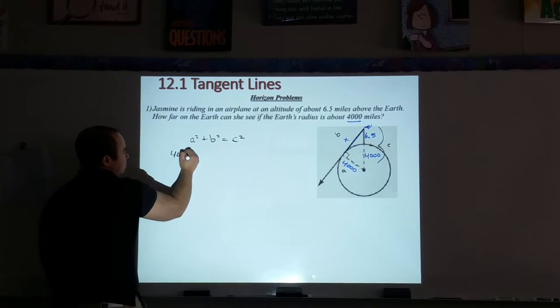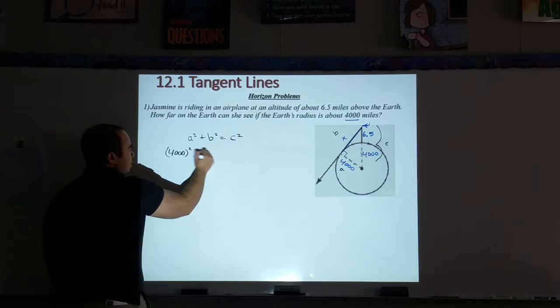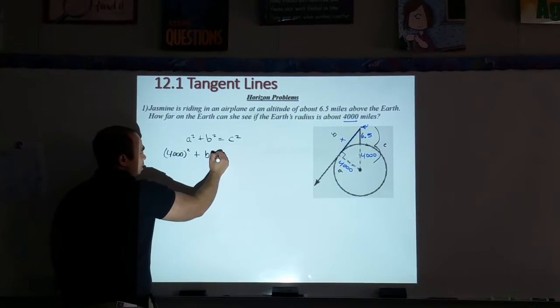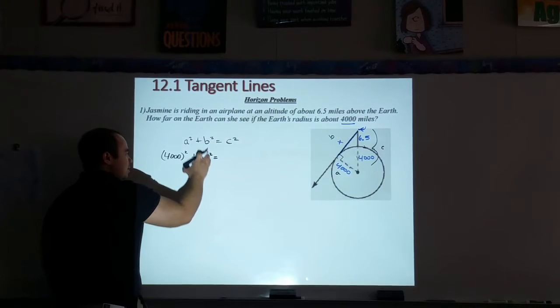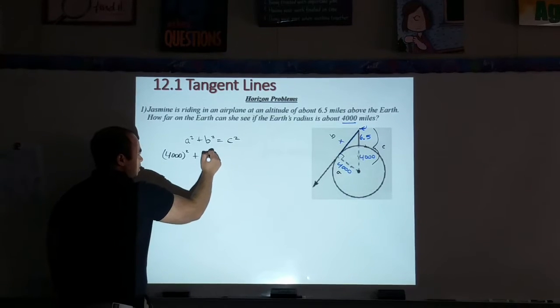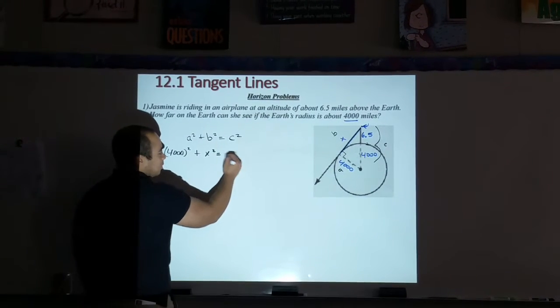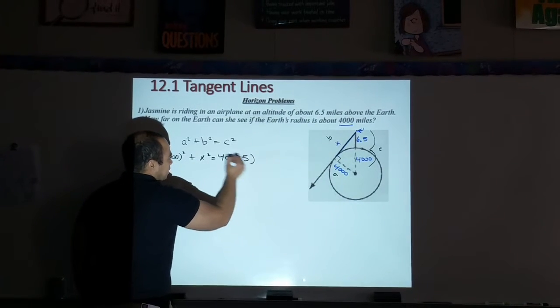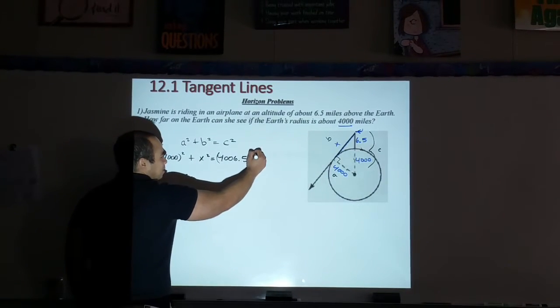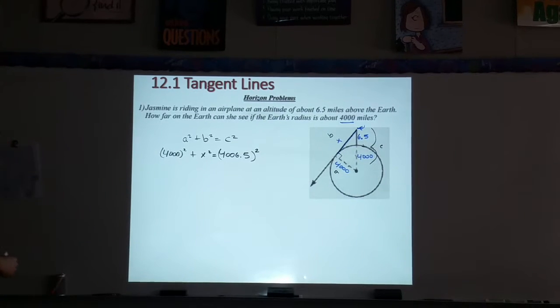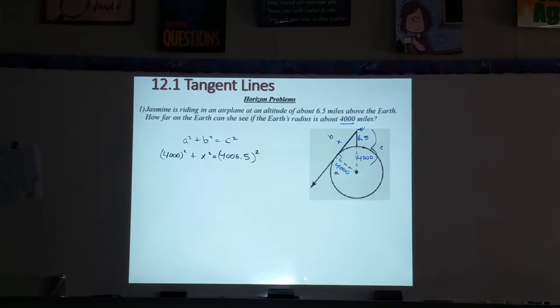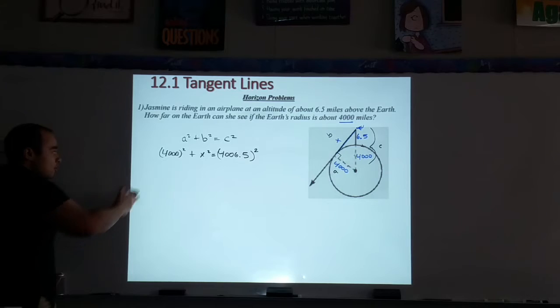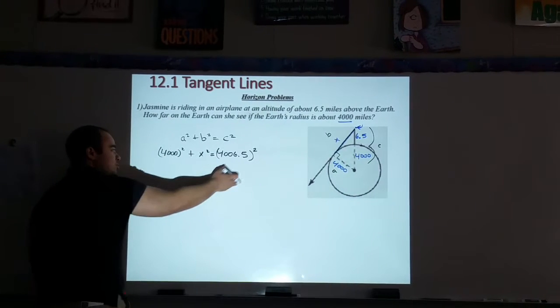So we've got 4,000 squared plus b squared. Well, in this case, we're going to change this to x. We want this to be x. Equals 4,006.5 miles squared. And so now we just want to solve this using the Pythagorean theorem. So we would square both of these and then subtract it over.